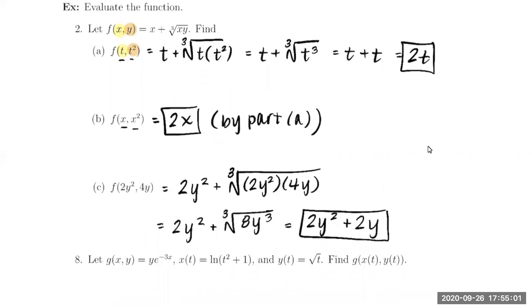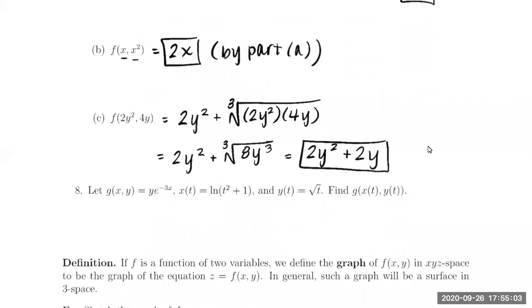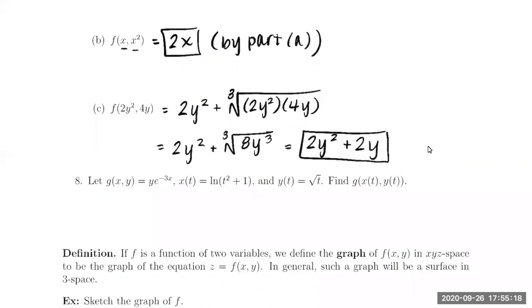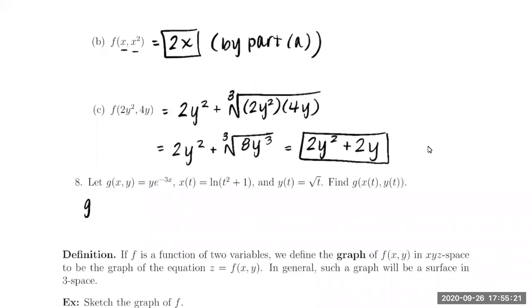All right, we have one more example of working with a function of two variables. Here they give us the function g in terms of x and y, and then we have two component functions, x of t and y of t. So we're looking for g of x of t and y of t. If you want, you could plug those in here within the notation. So this will be g of natural log of t squared plus 1, comma, square root of t, right? And so let's go ahead and plug it in.